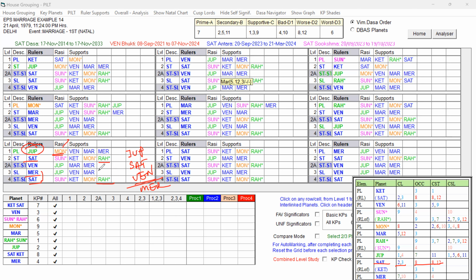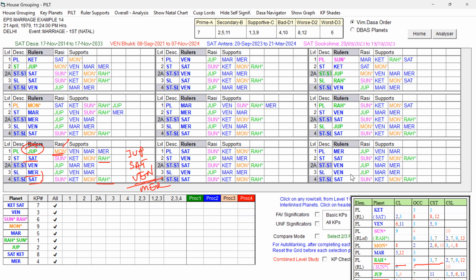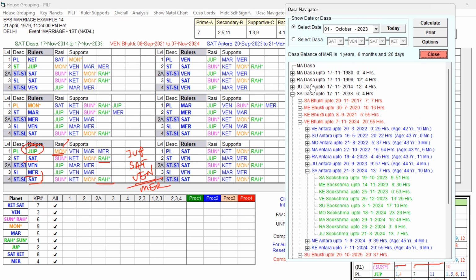Now we have to check the Buddhi Lord, which Buddhi Lord is favorable for the marriage. We have to check Jupiter Dasa, Saturn Buddhi, Mercury Buddhi, one by one. Let us check in which Dasa, which period, that Jupiter Dasa started.